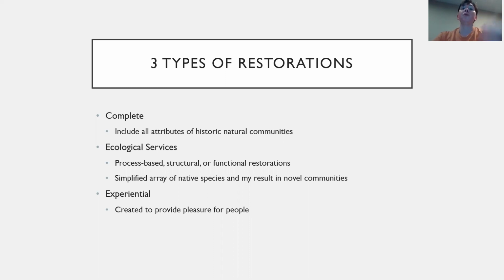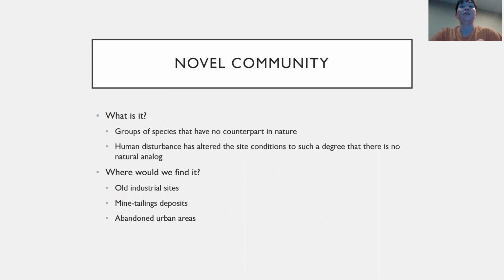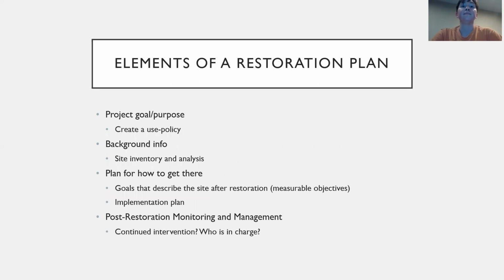So this would be like parks, and it would be done on areas that are so degraded that it would be almost impossible to restore them to any historical landscape. So a novel community is a group of species that have no counterpart in nature. So basically species that usually wouldn't be found together. And it's usually found in areas that have been heavily altered by humans, such as old industrial sites, mine tailing deposits, and abandoned urban areas.